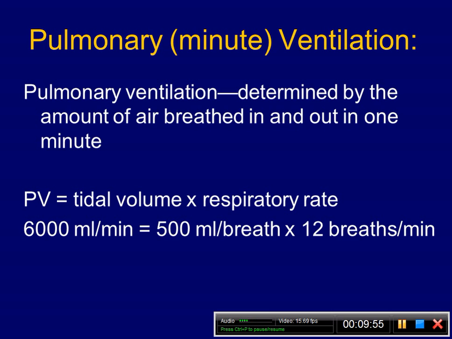What's that air called? Tidal volume. So pulmonary ventilation is easy to calculate. You take tidal volume times respiratory rate. If the normal 70-kilogram male has a 500 milliliter tidal volume and they breathe 12 times per minute, their pulmonary ventilation is 6,000, which is 6 liters. That's 3 2-liter bottles of air that they're breathing every minute.